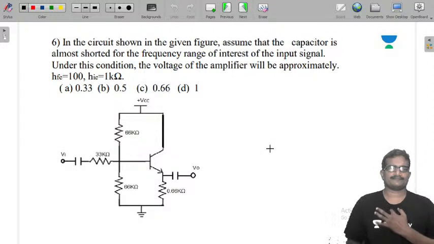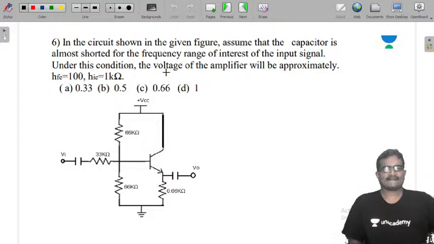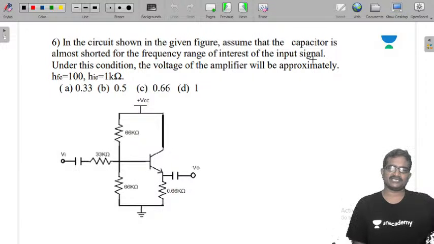Next, see this. In the circuit shown in the figure below, assume that the capacitor is almost shorted for the frequency range of interest of the input signal. The meaning of that is at all operating conditions this capacitor is short circuited. Under this condition the voltage gain of the amplifier will be approximately, sorry sir, the word gain is missing.